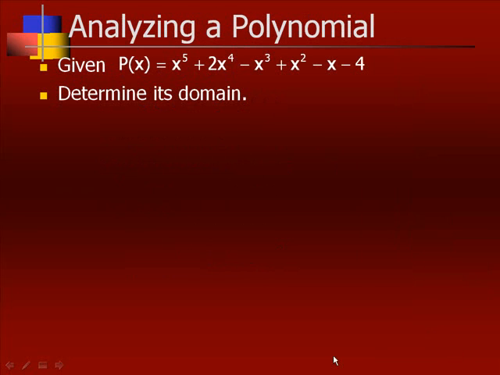Now, given p of x equals x to the 5th plus 2x to the 4th minus x to the 3rd plus x to the 2nd minus x minus 4, determine its domain. Well, if you'll notice that there's no square roots and no x in the denominator, then we know that the domain is -infinity to infinity. Now, what's its range? Well, we may have to look at the graph.